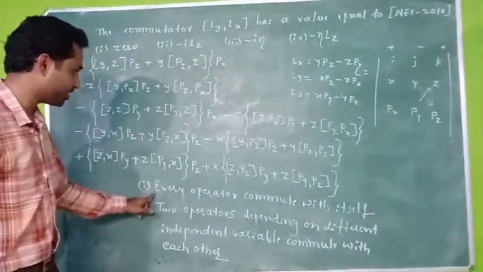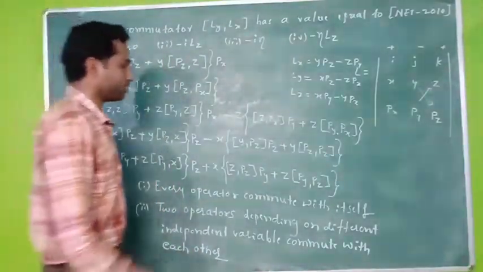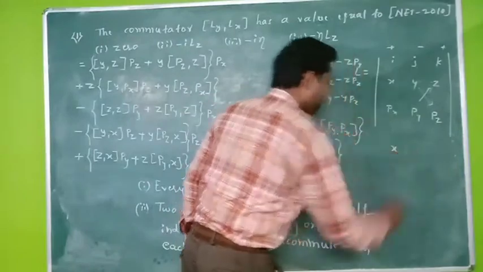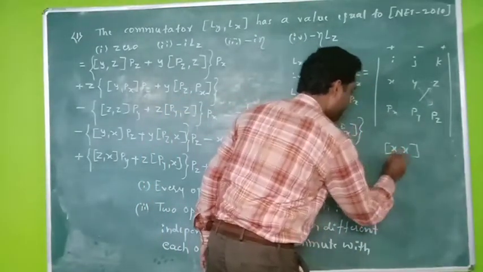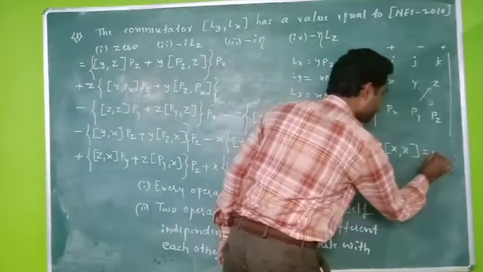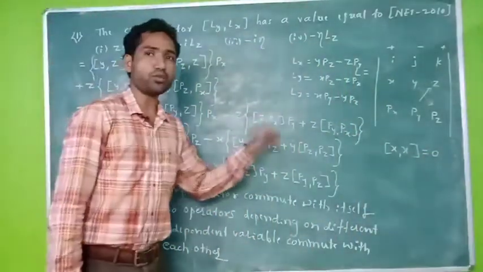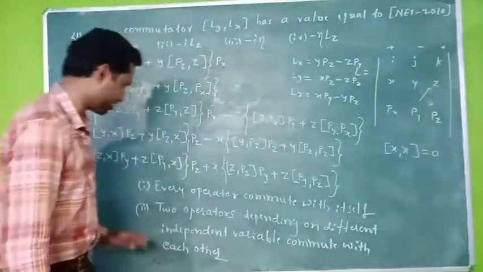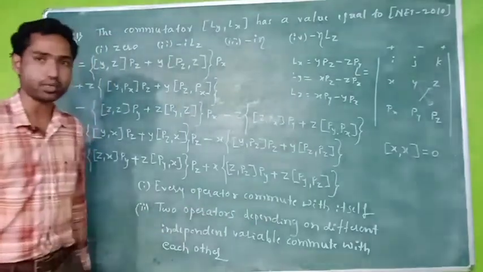First one is, every operator commutes with itself. What do you mean by that? Let us take x as an operator. Its commutator with the same operator is always equal to 0. This is what we know, right? That means every operator commutes with itself. One point. Second point is, two operators depending on different independent variables.